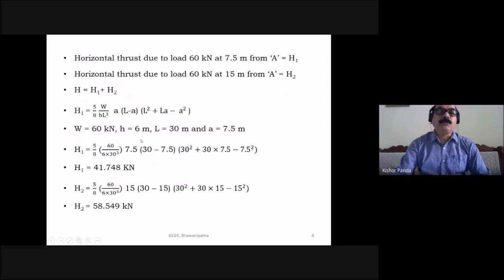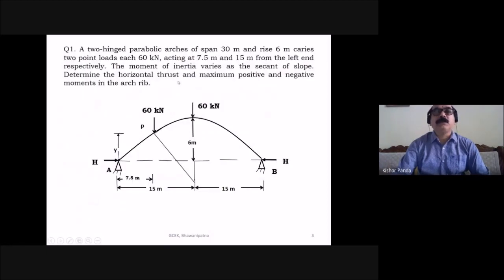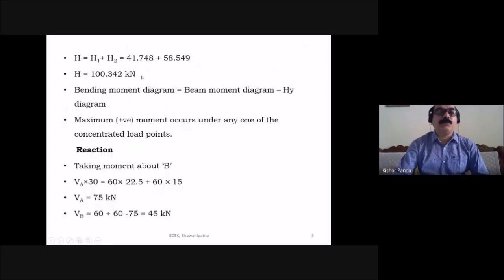Then the next thing you have to do, you've got the horizontal thrust. Then find out the maximum positive and negative moment in the arch. You can find the bending moment and plot the bending moment diagram. First you have to find the beam moment. Then you have to find the moment due to horizontal thrust.